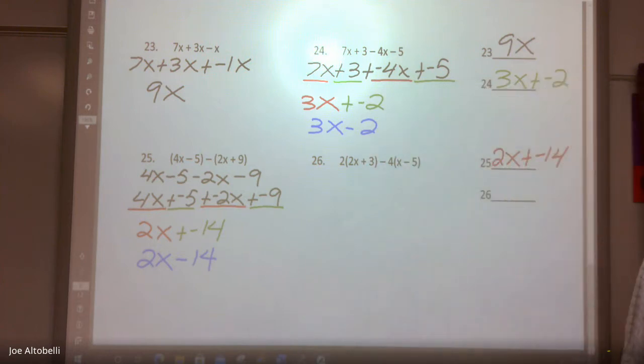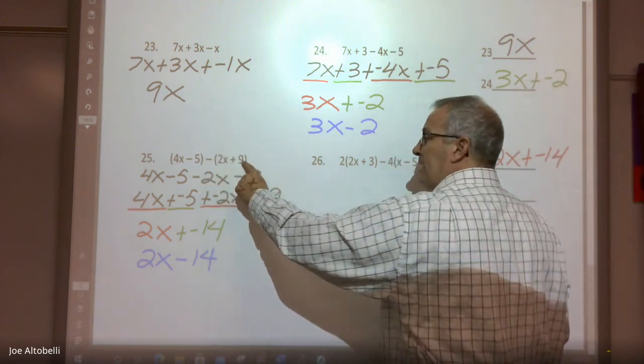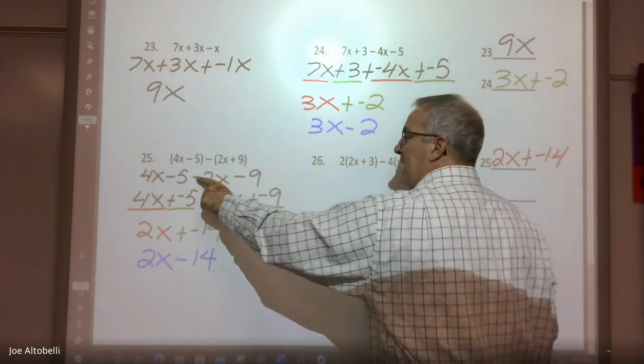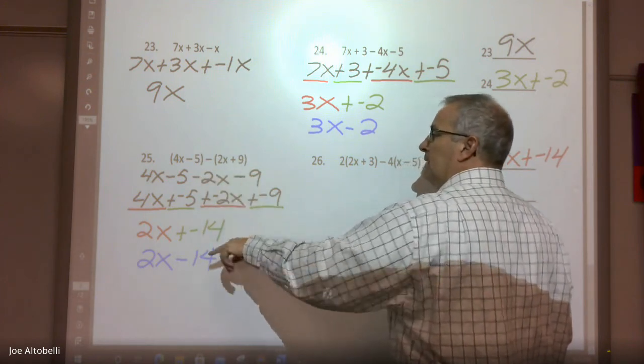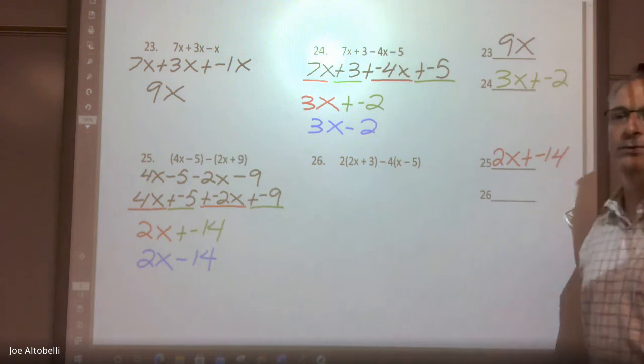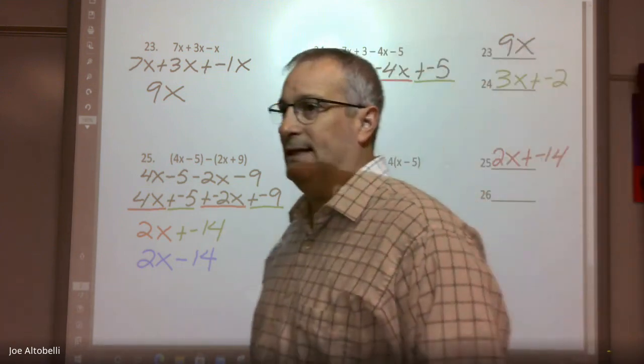Questions on that one? Again, the common mistake is for people to not subtract the 9. You have to have the minus 9 and minus the 2x. You have to subtract them both. And then if you change everything to adding the opposite, that helps. All right, go ahead. Number 26.